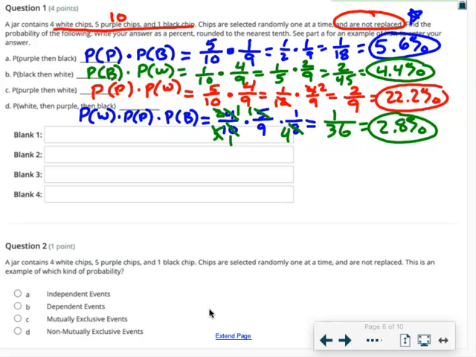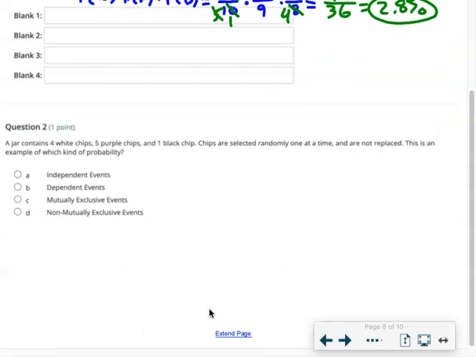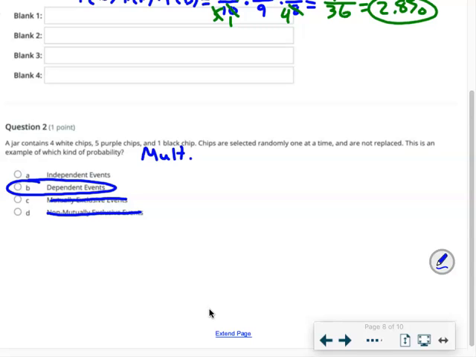Number 2 just asks us what we were just doing. So this one arguably should have been first. Same exact question. They want us to just understand the vocab. It's an example of which kind of probability. So this was an and problem, so this was a multiply problem. So it can't be mutually exclusive or non-mutually exclusive because those are for or problems, for adding problems. Since our chips were not being replaced, that made our fractions change. The denominator had to change each time, which means that this is an example of a dependent probability.